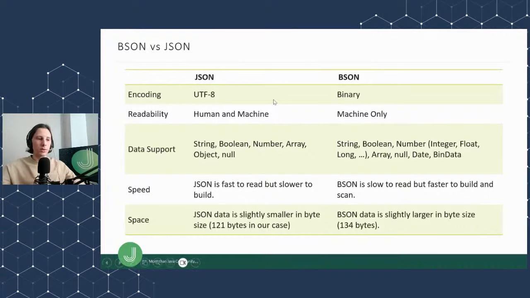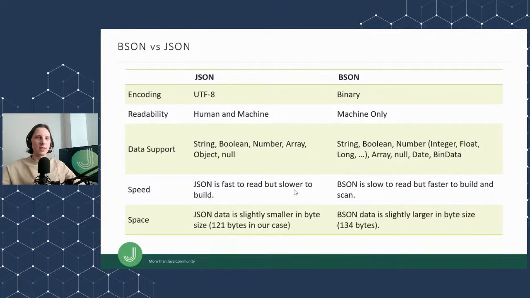So first, the encoding. It's UTF-8 for JSON and binary for BSON. Because of it, JSON is human and machine readable, and BSON is only machine readable. We can see what strings are stored in the BSON, but we cannot see the numbers, arrays, etc. BSON supports more data types, for example, date, bin data, so like binary for sending images or whatever, and a few others. JSON is fast to read, but a bit slower to build. And BSON is slow to read, but faster to build and scan.